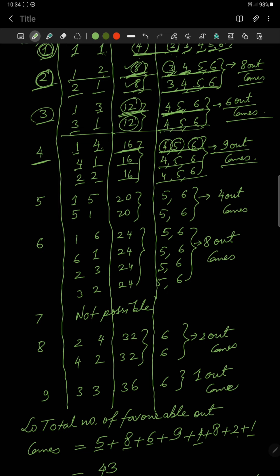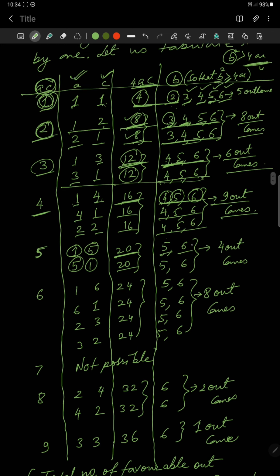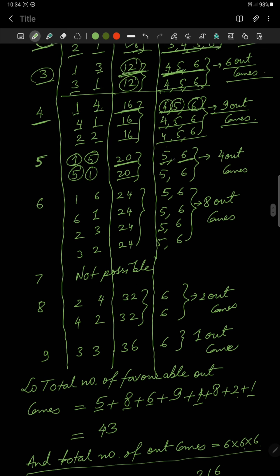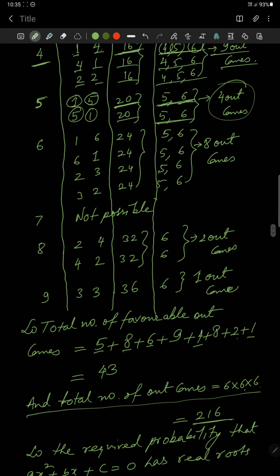Now coming to the product AC as 5, the possible values of A could be 1 and C could be 5, or A is equal to 5 and C is equal to 1, and 4AC could be equal to 20, 20 in both the cases. So we have to choose the value of B either 5 or 6, that is, 5 square is 25, greater than 20, and 6 square, 36, greater than 20. So there will be two such cases, one over here and two over here. So total number of outcomes over here is 4.